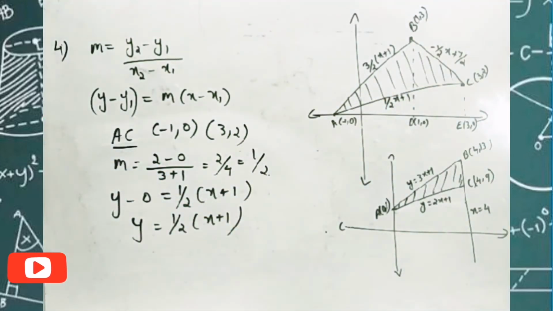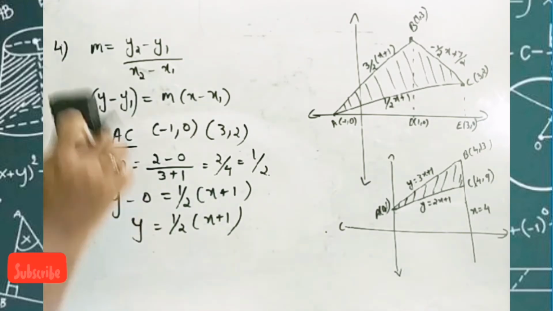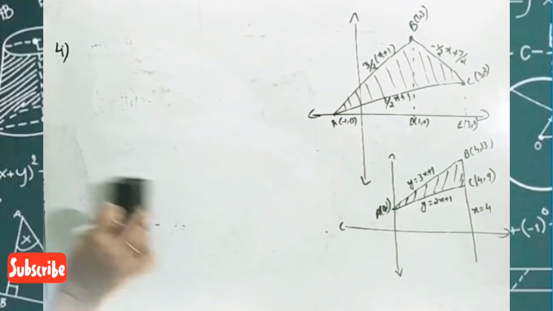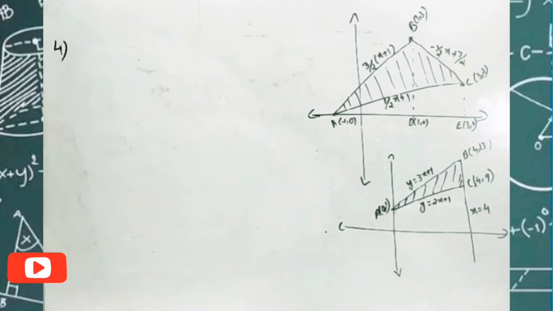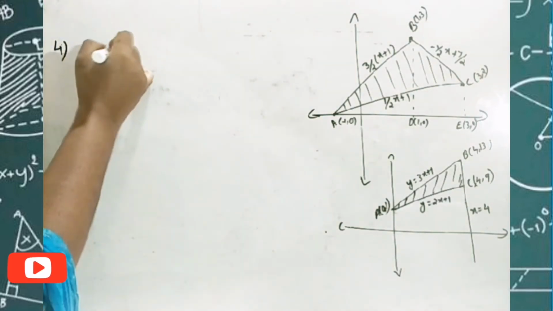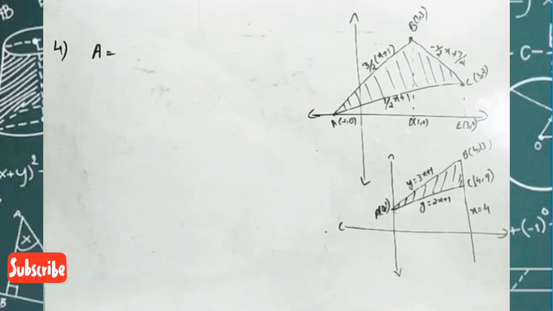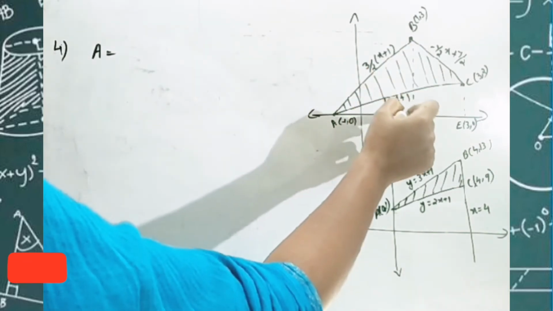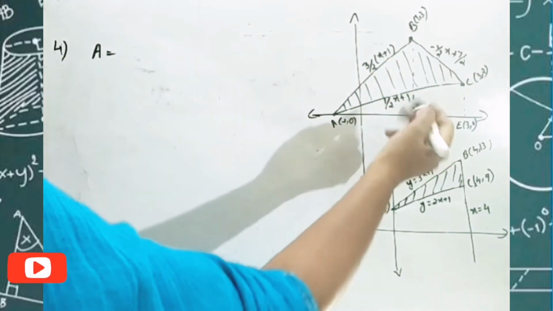Okay, now we have the equations of AB, BC and AC. We are going to find the area of the triangle ABC by using integration. Actually, that area is the area under the line AB. Area under the line AB means this full area will come, till this portion is also included.